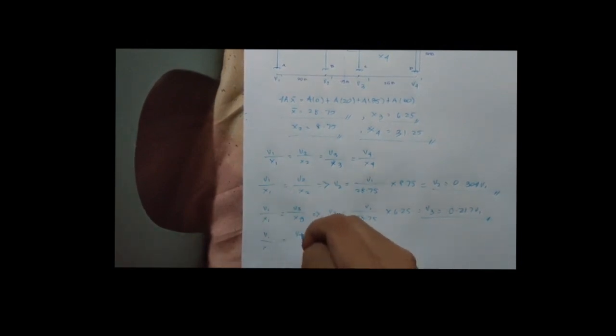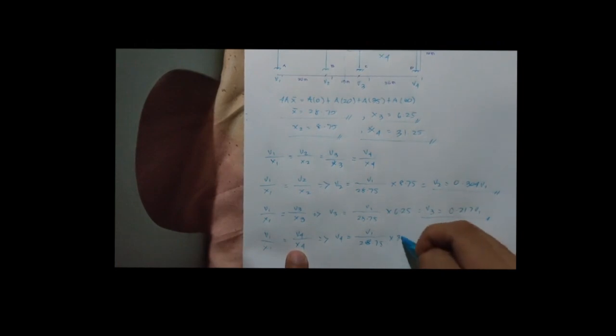Same for V4 in terms of V1. Copy, then multiply by our X4, which is 31.25. Then we'll get an answer. V4 is equal to 1.086 V1. Then we'll move on to our second step.